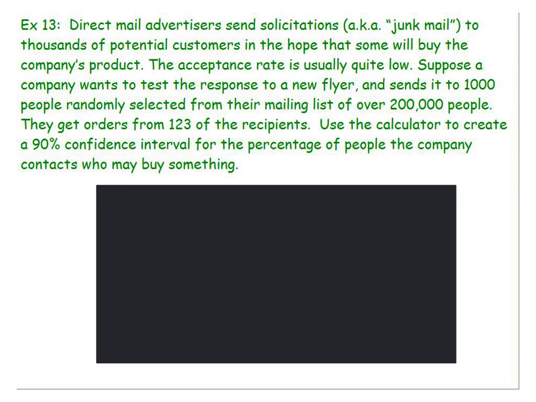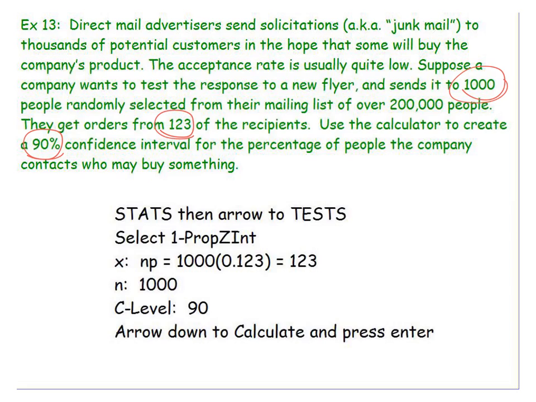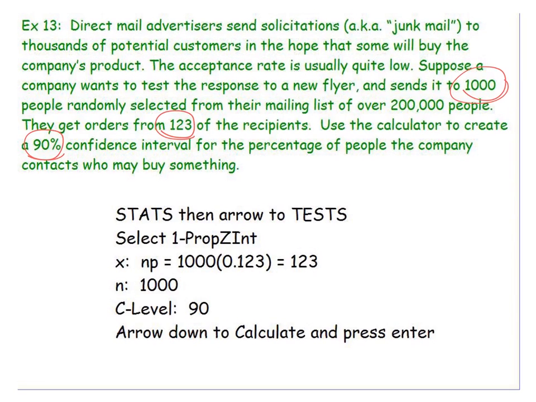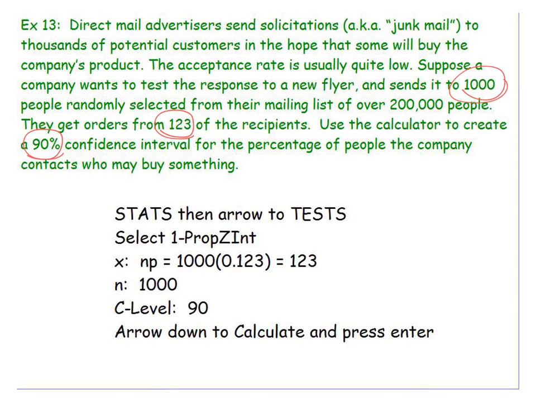So some info. Our x value is the number of successes. In other words, it's the number of people that order. So that would be the 123. Our n is the number in the sample. That's your 1,000. And 90% is your confidence level. So let's take a look at the steps you need to go through to use the calculator. So you should have pressed the stats button. You should have arrowed over to tests. And you should have selected 1 proportion Z interval, which again I believe is option A. Or at least it is on my calculator.